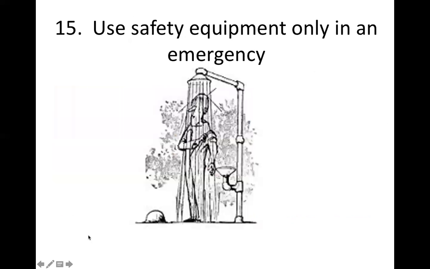Okay? And next, you use the safety equipment only in an emergency. So some of you may be confused, why do you see a shower inside a science laboratory? That is because a shower is considered a safety equipment. You use it, for example, if you spilled a lot of chemical on your body. So when you spill chemical on your body, in your eyes, in your hands, in your arms, you have to flush it out with water.